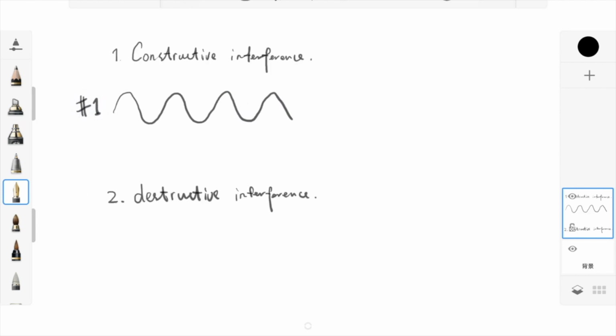So number 1, then number 2. Now we call this the phase relationship. It means the place where we put the second wave. For the constructive case, we assume that they are in the same position. All the phases are the same. So it would be like this.